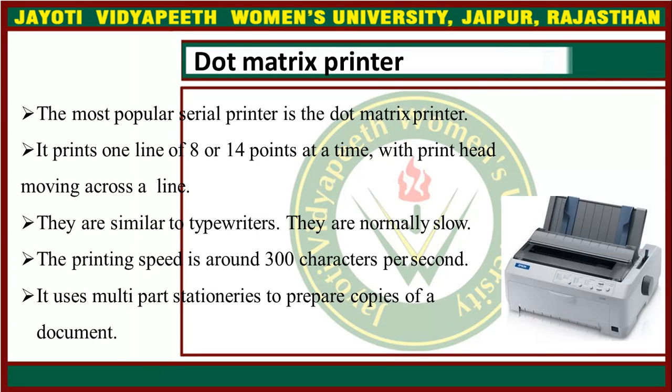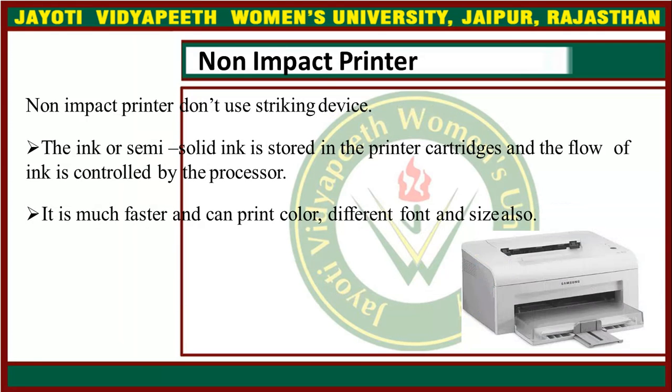Now come to the dot matrix printer. This is the most popular serial printer. It prints a line of 8 or 14 points at a time with the print head moving across the line. They are similar to typewriters. They are normally slow. Its speed is 300 characters per second, and of course it uses multipart stationery to prepare copies of the document.